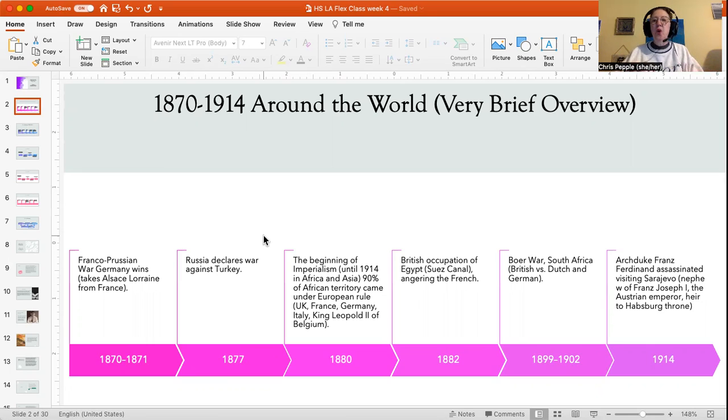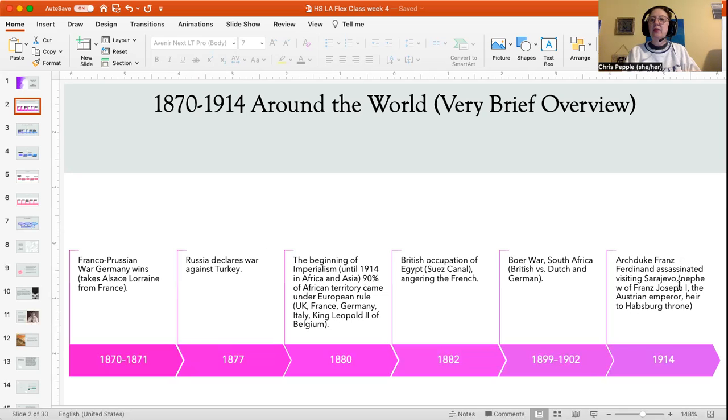We have the Boer War in South Africa, it's the British versus the Dutch and German. And then you come up to 1914, which is leading into World War One. We have Archduke Franz Ferdinand assassinated while visiting Sarajevo.